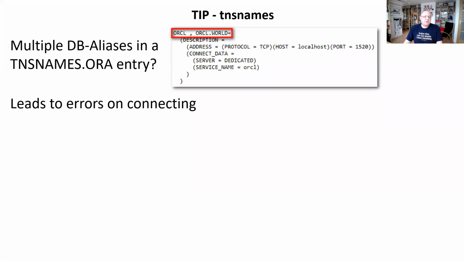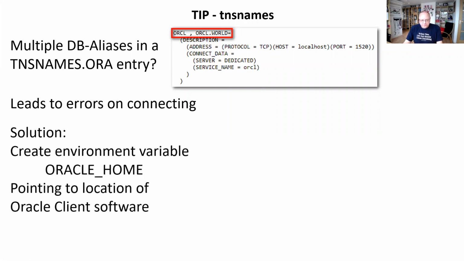And then the last tip, if you have a tnsnames.ora that has multiple aliases for an entry, like this one, where you have oracle, oracle.world. It's quite a common thing in tnsnames.ora. Then it will lead to errors when connecting. The solution for this is to have an environment variable ORACLE_HOME that points to your Oracle client software. And this is what I said at the start. This is the one thing where you do need your Oracle client software to fix this.